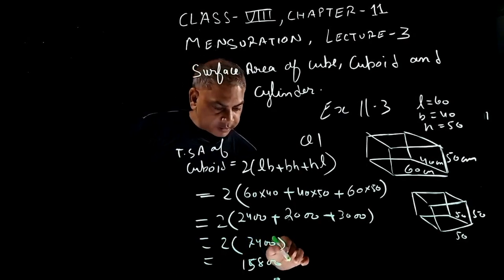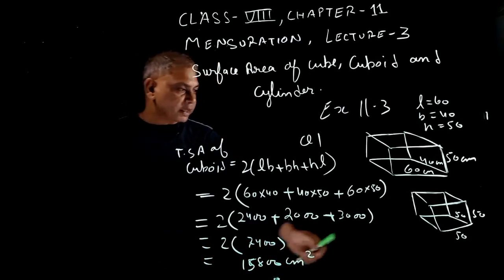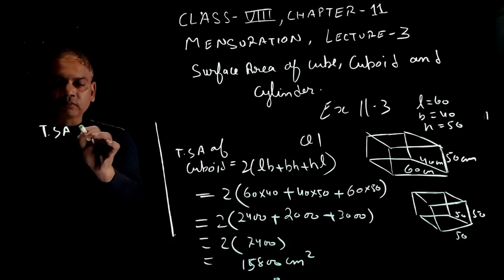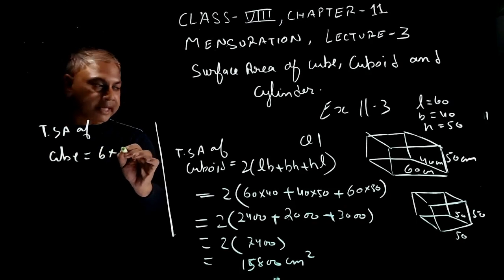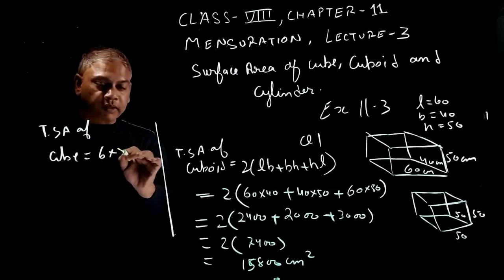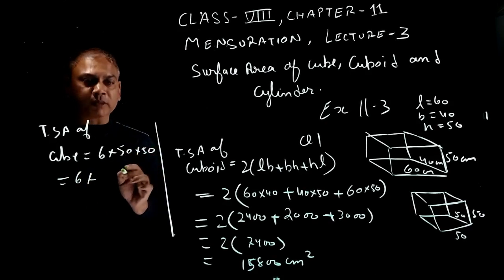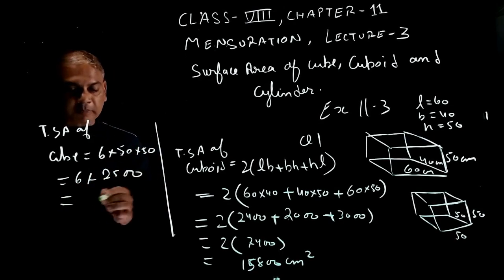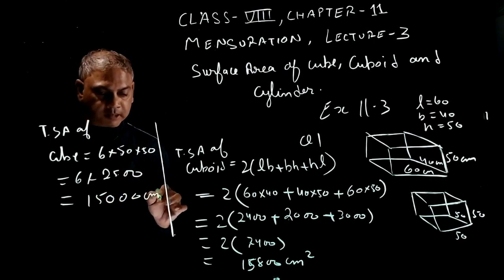158 centimeter square. Okay, now we'll find out the area of the cube. Total surface area of the cube is equal to 6 into side, that is 50 into 50, is equal to 6 into 50 into 50. How much is 50 into 50, students? 5 5s are 2500. Again, we will multiply by 6. 6 5s are 30, 15, 1, 2 centimeter square.